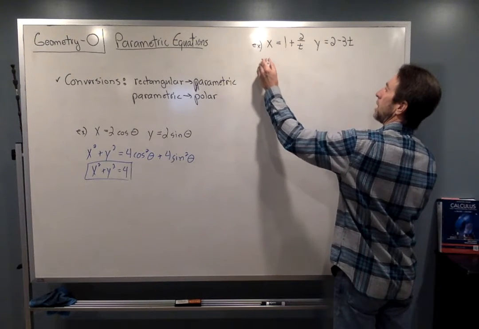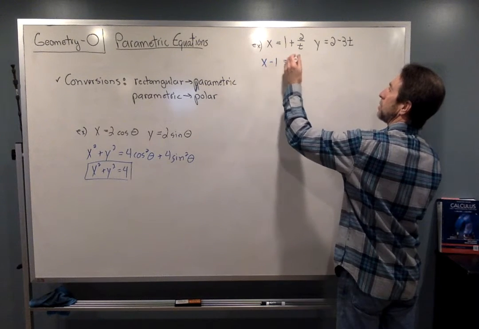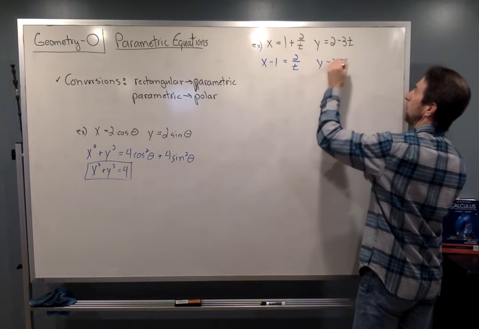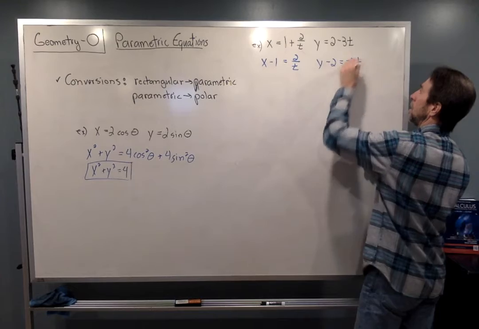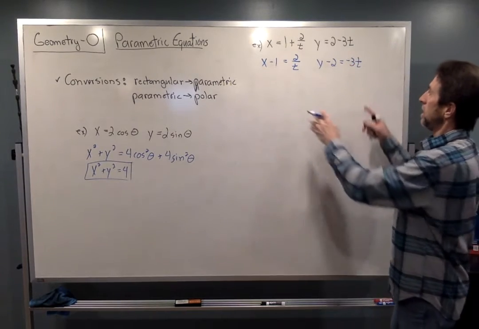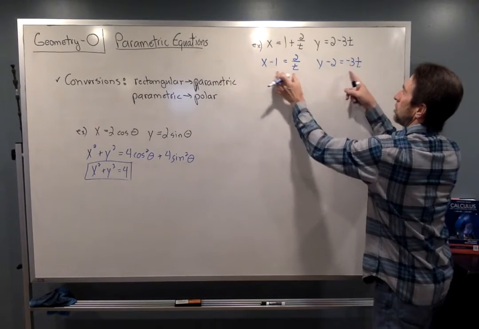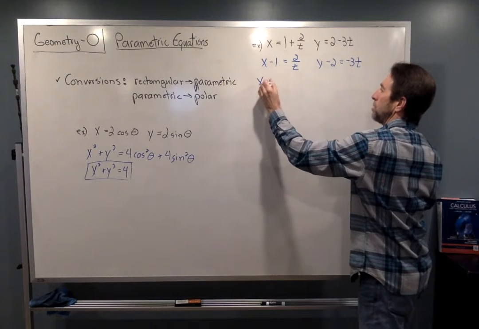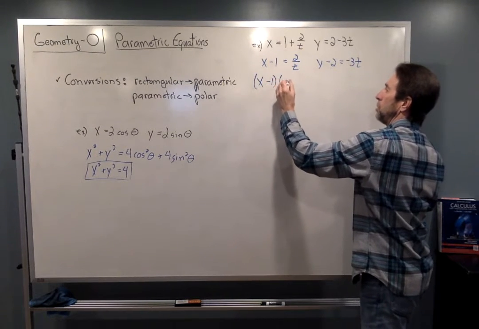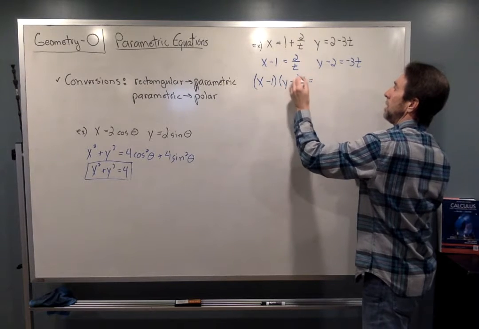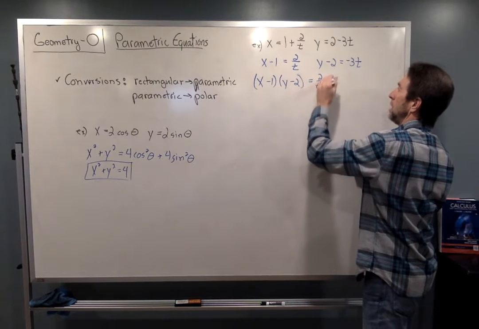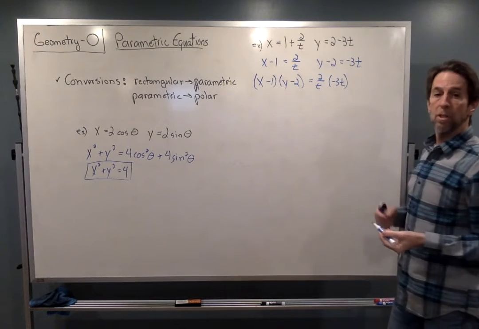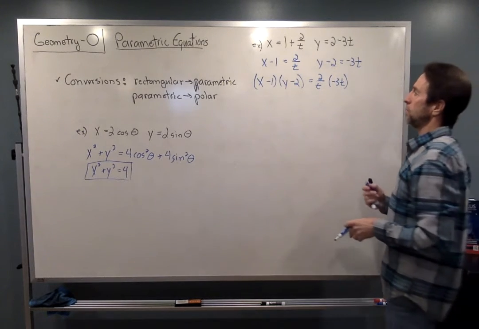This one I can just rewrite as x minus 1 equals 2 over t. Here I could write y minus 2 equals negative 3t. And then if you look closely, if I just have equals multiplied by equals, I would have x minus 1 times y minus 2 would equal 2 over t times negative 3t. The nice thing about that is the t's cancel without any real type of substitution.